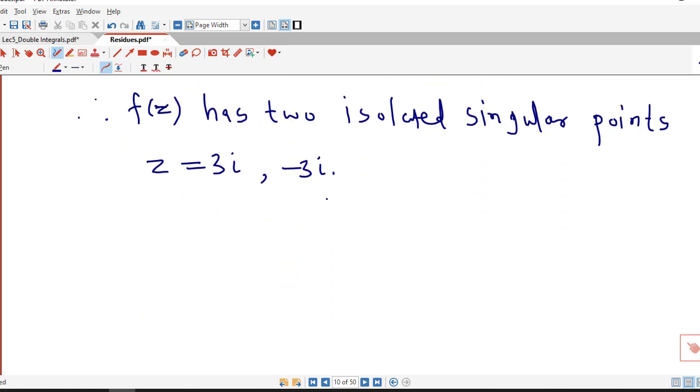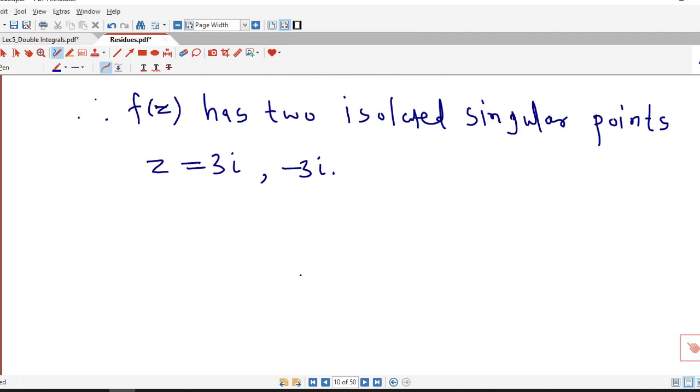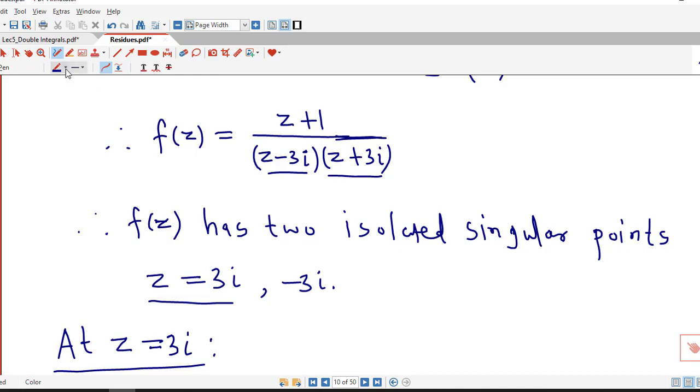So now we have to decide the residue at each of these two isolated singular points. For that, first we check the behavior of the function at z equal to 3i, and then we will discuss z equal to minus 3i. So now at z equal to 3i, we can rewrite our function as we keep z minus 3i in the denominator and we consider this portion in the numerator.